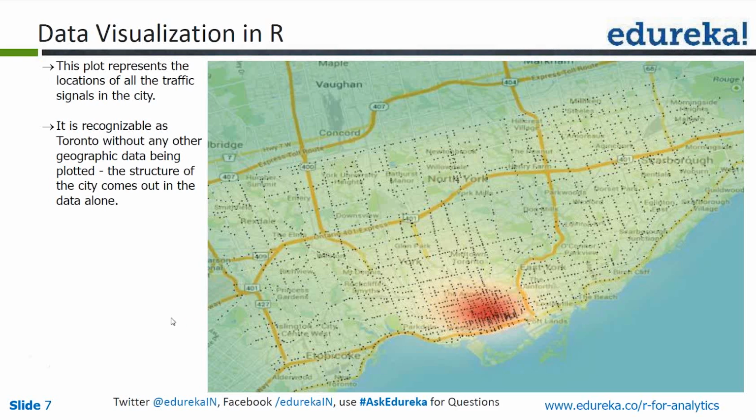Now, another example of data visualization, which I said R does very powerfully. What you're looking at here is a plot where, just by looking at it, you can tell we are looking at a map, the Toronto map rather. And what it is showing is all the traffic signals. It pulls all this information right out of the data, and the entire structure of the city comes in. That's how powerful it is.